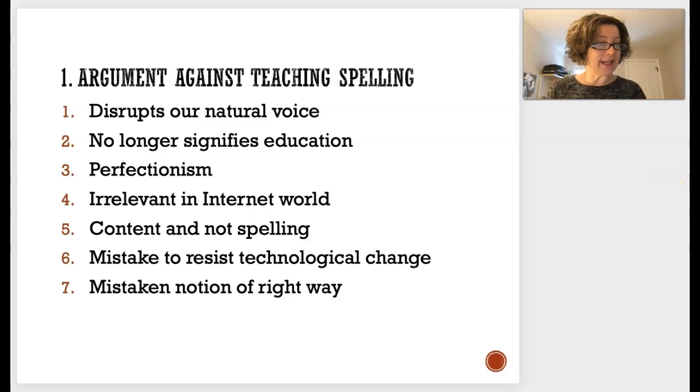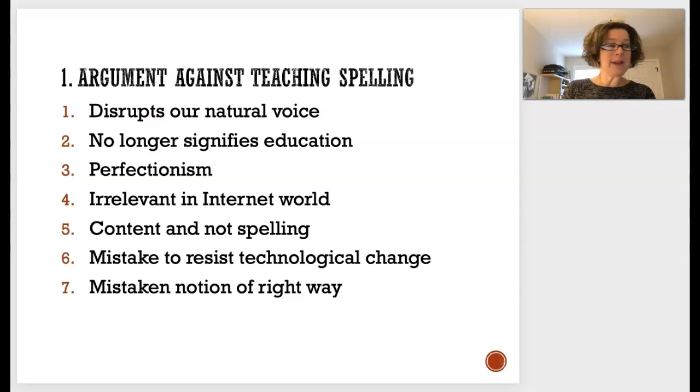Number 2 is proper spelling no longer signifies education. So it used to be if you spelled things incorrectly, you were not educated. It's not really a sign of being educated anymore. Number 3, focus on spelling encourages perfectionism. So sometimes focusing on spelling so much paralyzes a child to actually write. And so you have to be thinking about those kids who have that perfectionist bent.